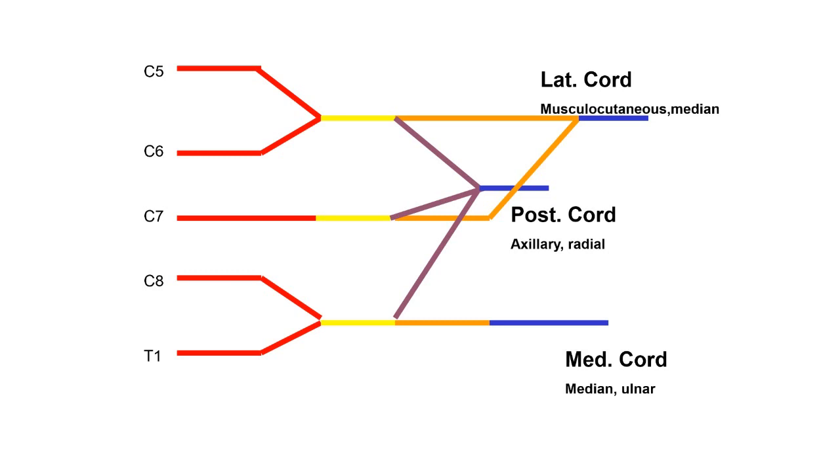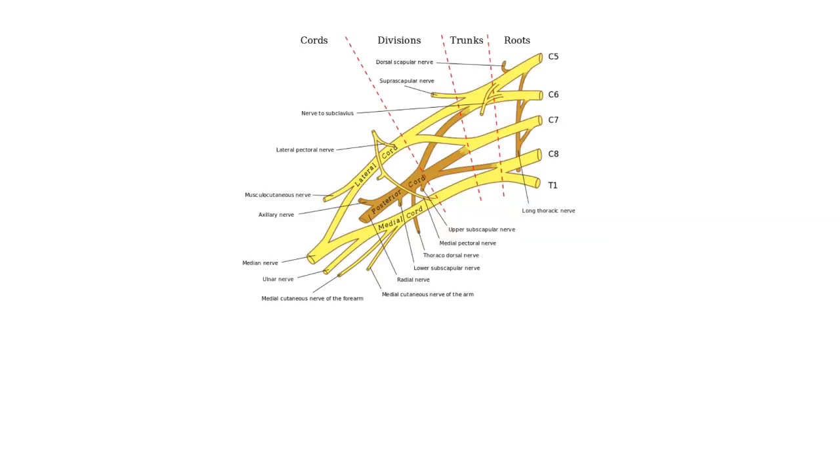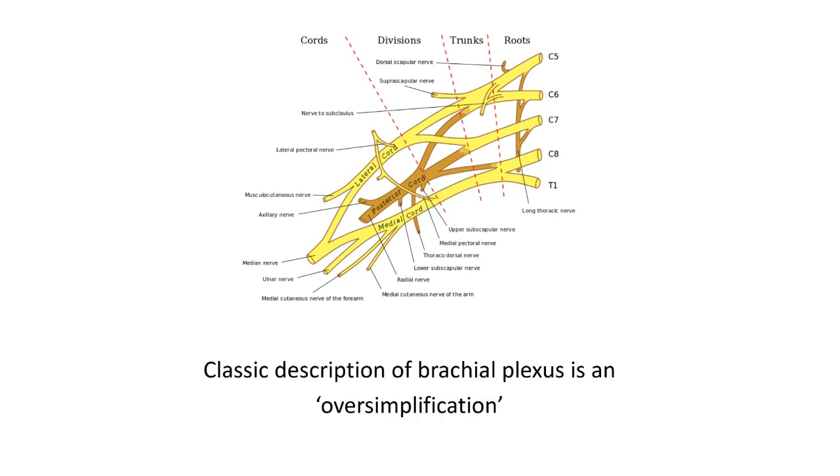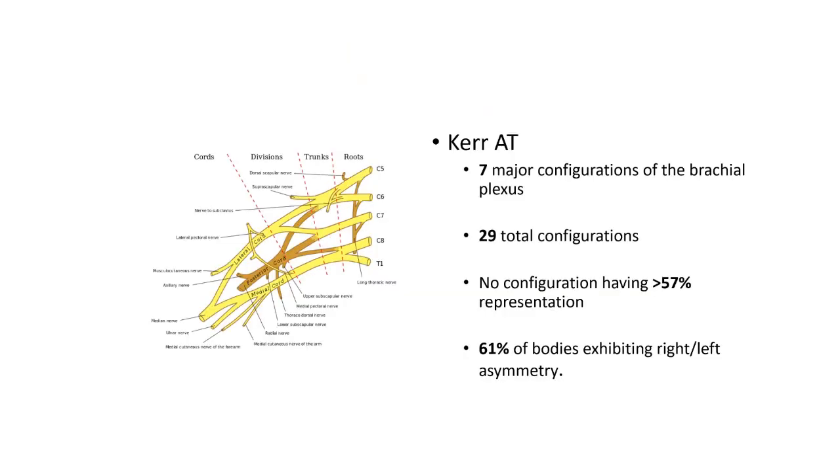The classic description of the plexus, with C5 to T1 nerve roots combining to form 3 trunks, 6 divisions, 3 cords and 5 main motor and sensory branches to the upper extremity, is an oversimplification to some degree. In a major study done at the beginning of the last century, they dissected 175 cadavers, and what they found was there were 29 total configurations of the brachial plexus, with 7 configurations seen predominantly. No configuration had more than 57% representation, and 61% of the cadavers that they dissected had right to left asymmetry.